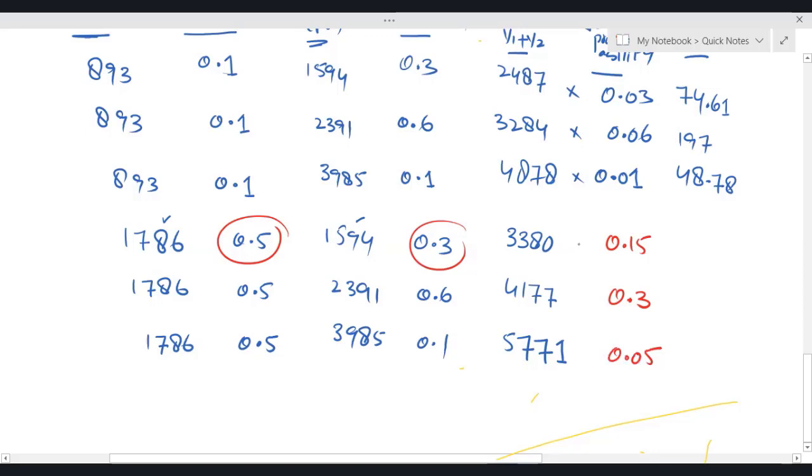How are you going to calculate the last column? Just multiplying these two columns. So 3,380 multiplied by 0.15 gives 507. 4,177 into 0.3, I'm getting 1253.1. 5,771 into 0.05 gives 288.55.